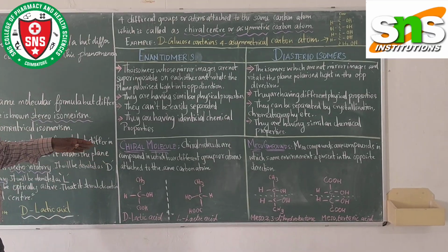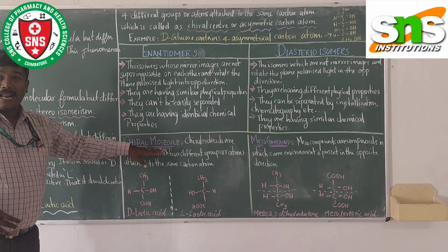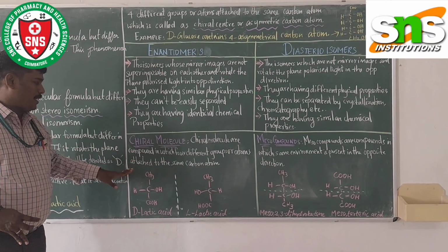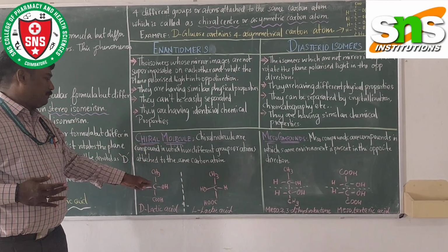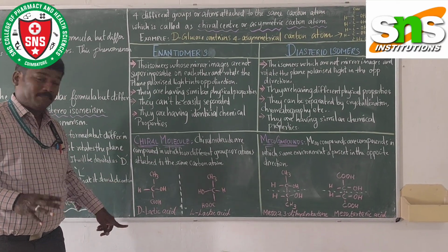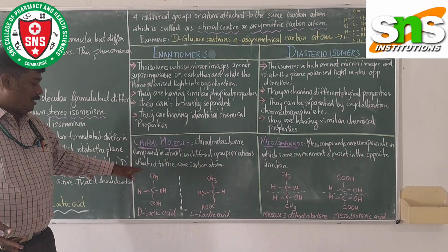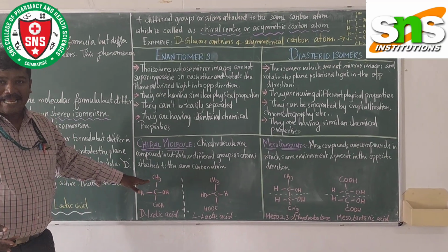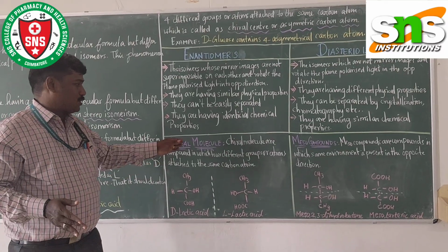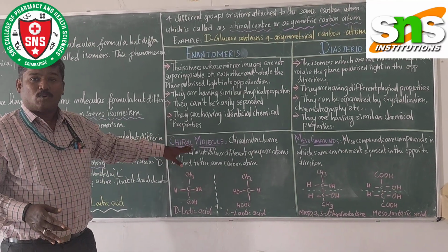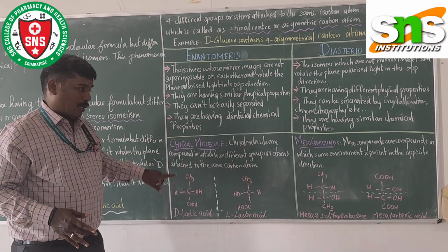Next term, chiral molecules. Chiral molecules are compounds in which four different groups or atoms are attached to the same carbon atom. They are called chiral molecules. Here the same example, lactic acid, we have drawn, where four different groups or atoms are attached to the same carbon atom. That is known as a chiral molecule.